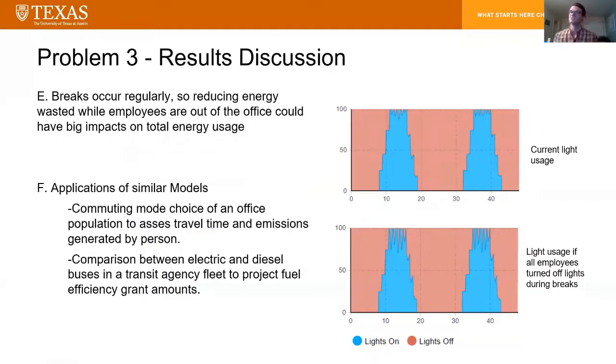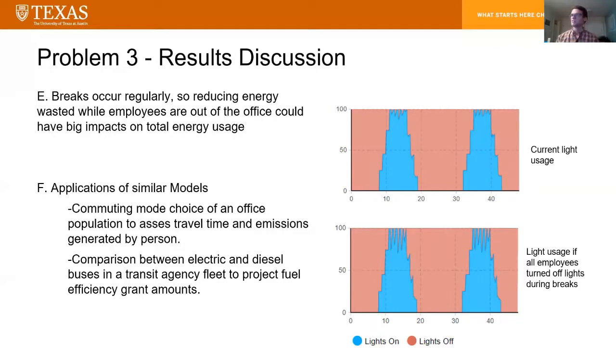So to discuss some of our results, it is important to consider breaks when looking at resource utilization for electricity. Since the breaks occur regularly, as you add up these different energy usage impacts over time, there can be some pretty big impacts in the total energy usage that is accumulated.